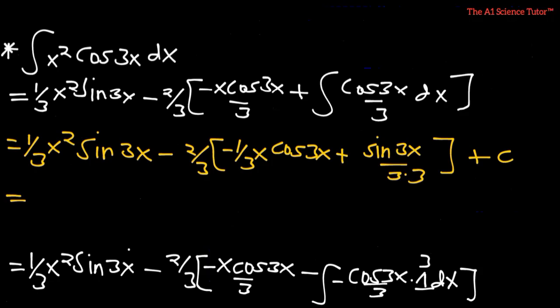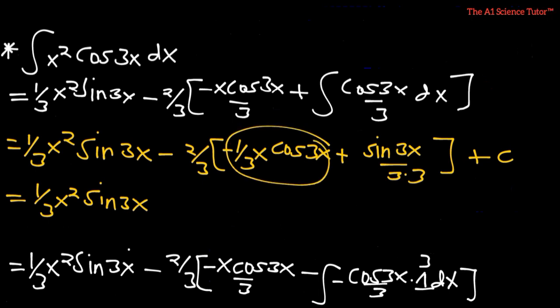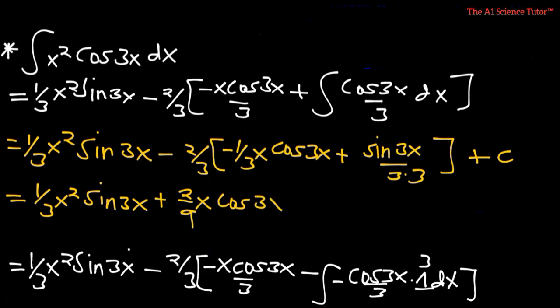So this is going to be 1 over 3 x squared sine 3x. Now we're going to take negative 2 over 3 and multiply with this term. So what is that going to give? That basically should give us 2 over 9. And so that is going to be multiplied by x, and you have a cos 3x.